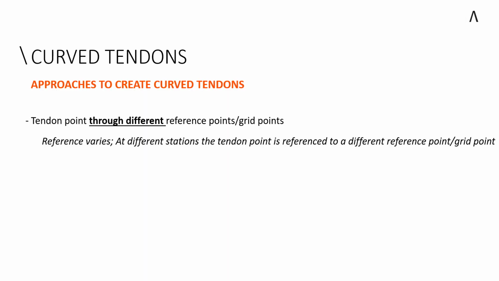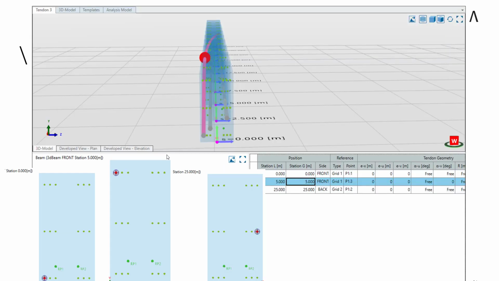Okay, what if I want to create curved tendons? Here I also have different ways. One approach is that I have a tendon point which goes through different reference points, so it's not always the same point at different stations. I have a different point at each station, so a different reference is used. It's not many more steps to do.